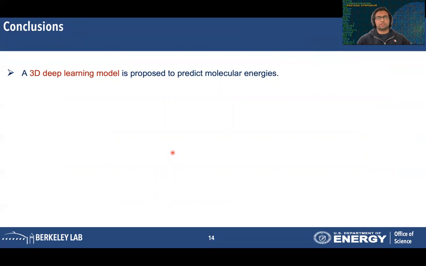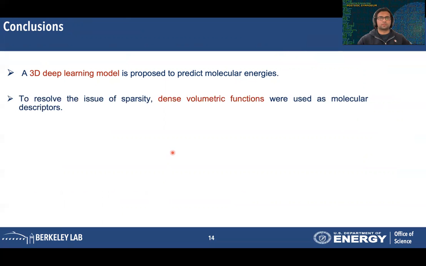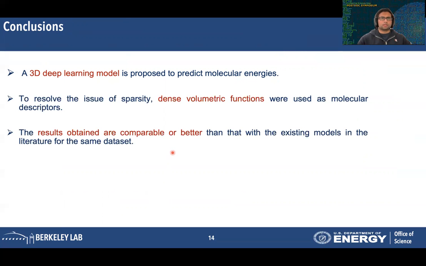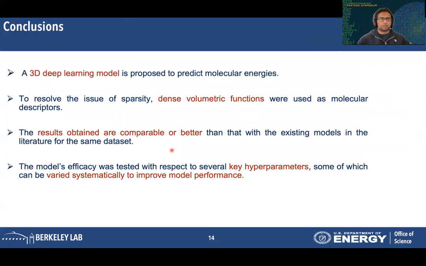So to conclude, we developed a 3D deep learning framework to predict energies at very high accuracies. To resolve the issue of sparsity in 3D data structures, we used quantum chemically derived, physically meaningful electron localization functions like ELF and LOL as molecular descriptors. The results we obtained are comparable or better than the previously reported results for the same data set. We also tested the model's efficacy with respect to several key hyperparameters, some of which helped improve model accuracy in a systematic manner, like grid length, grid resolution, and network depth.